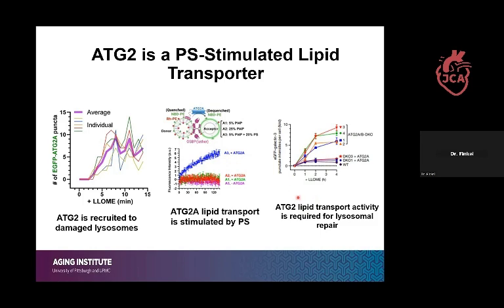And ATG2 is absolutely required for lysosomal repair. Again, I won't go through the details, but we've knocked out both ATG2A and B, and the lysosomes are unable to repair. And when we reconstitute that back, they are.